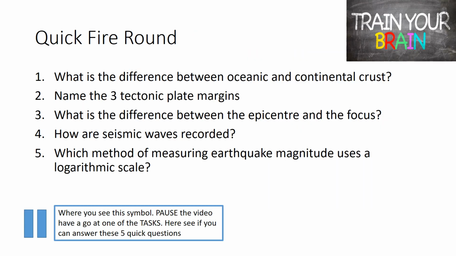Your first activity is the quickfire round. So pause your video here, have a look at the 5 questions which are based on Lesson 1 and Lesson 2 and see if you can answer them all.